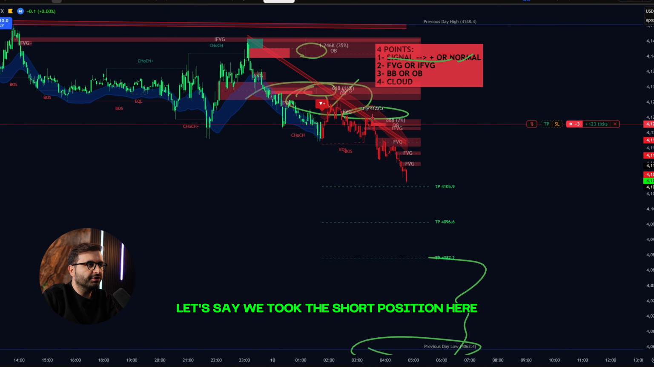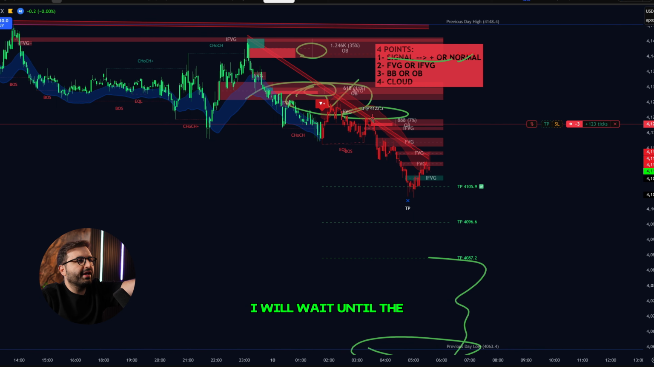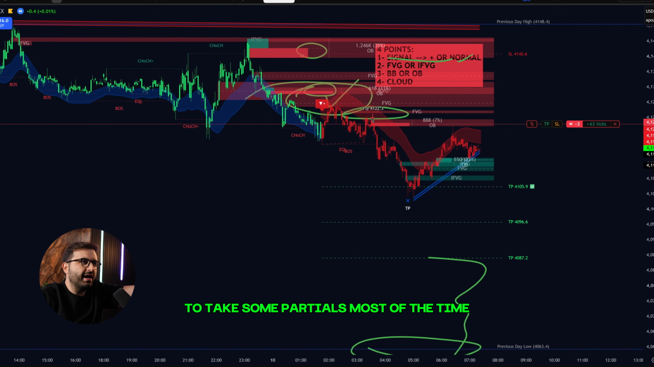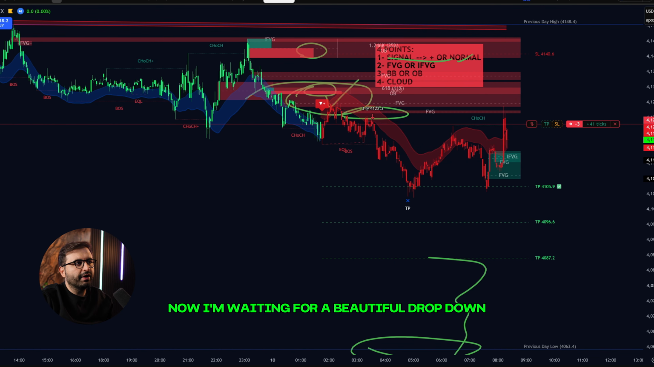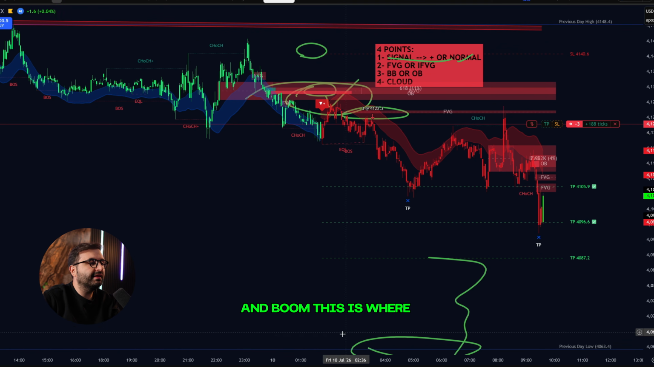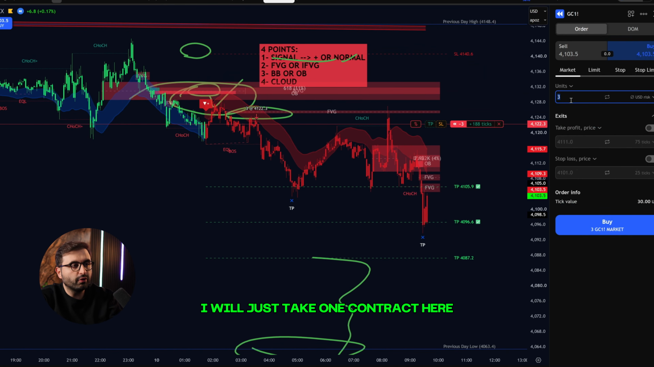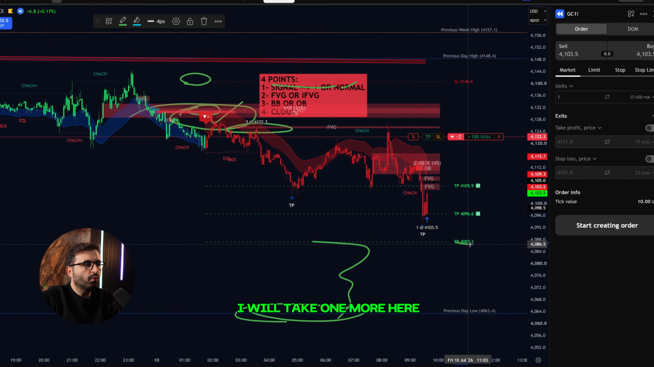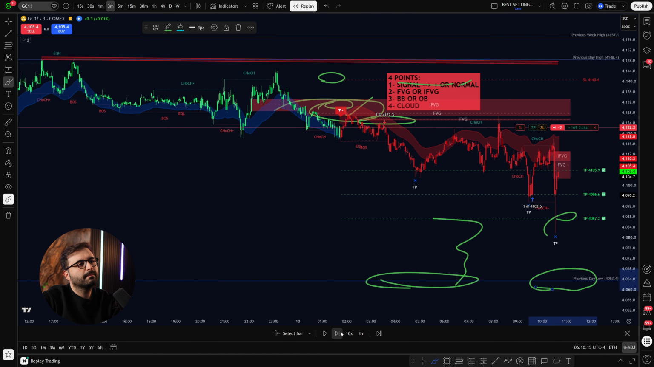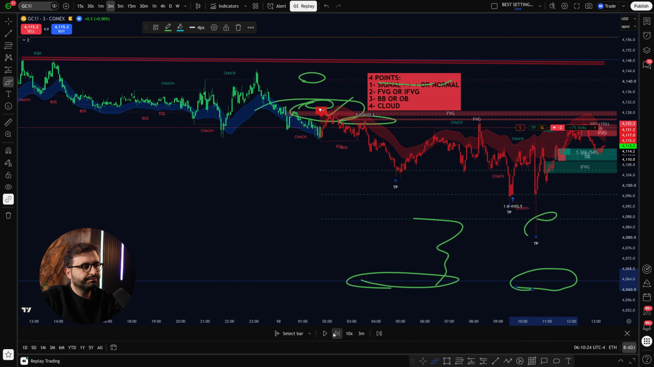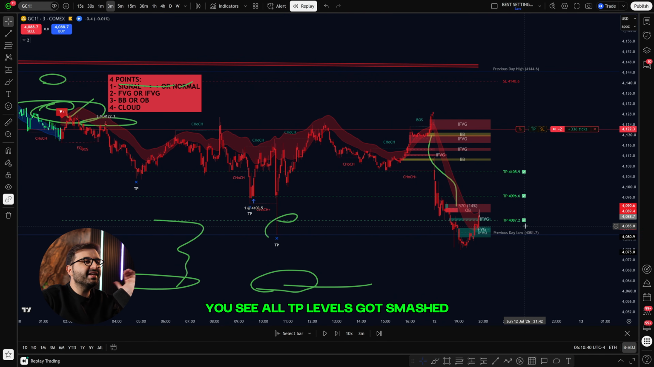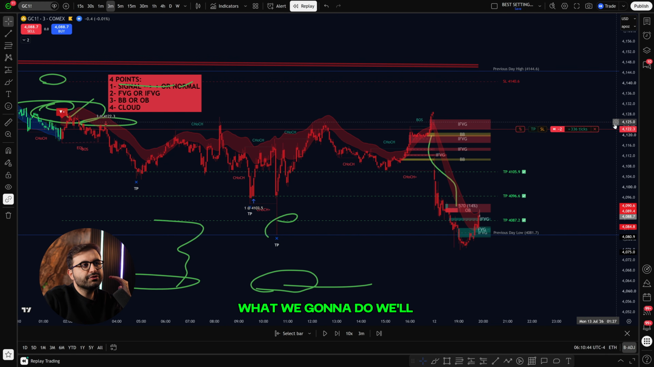Let's say we took the short position here, and the first TP got smashed. I will wait until we trade between the first and second TP to take some partials. Most of the time, you know, it depends on the day. Now I'm waiting for a beautiful drop down. And boom, this is where I like to take my partial. I will just take 1 contract here, and then I will take 1 more here, and I will take full closure at the previous day low. You see, all TP levels got smashed. What are we gonna do? We'll just close out our position.